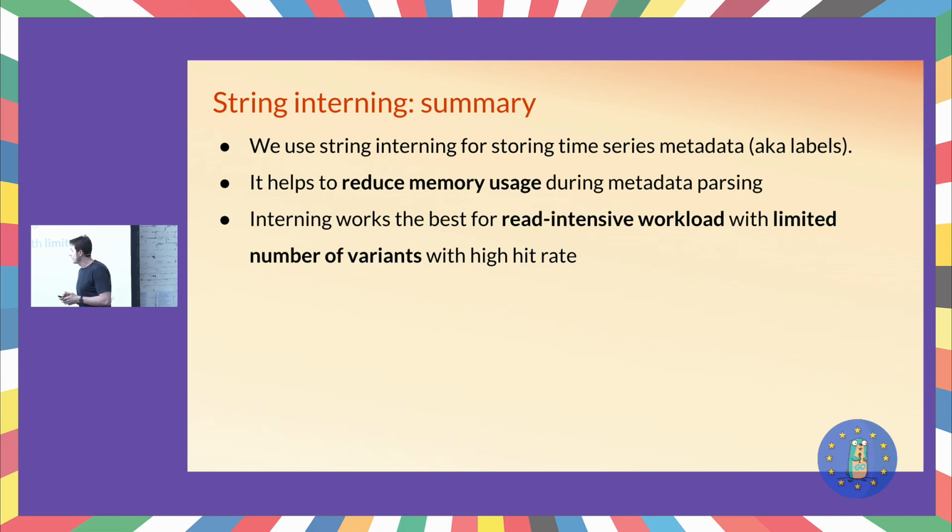Short summary. In VictoriaMetrics, we use string interning for storing metadata from the parsed metrics. It helps us reduce memory usage during parsing, and it works really well for read-intensive workloads where the number of variants that we need to intern is limited. And with metric names and metric labels, that is the case, because metric labels are not changing that frequently.